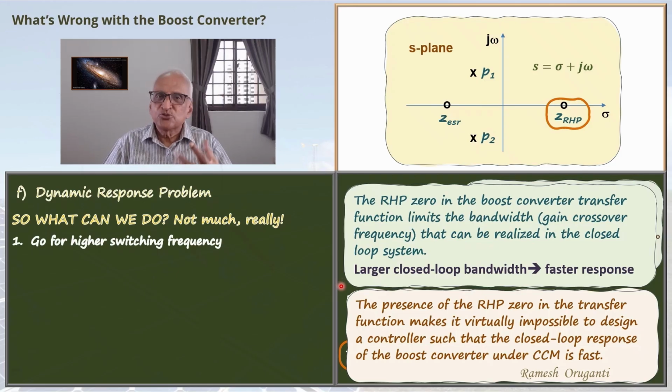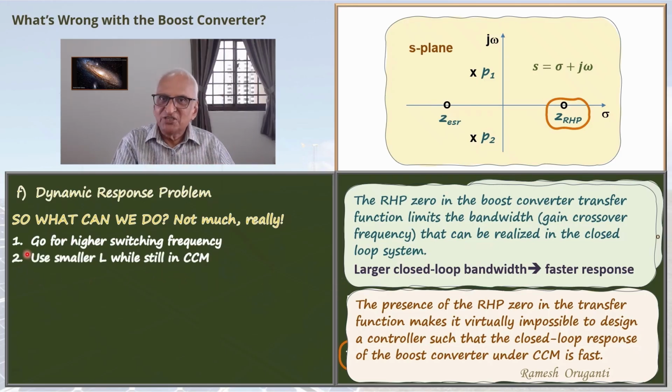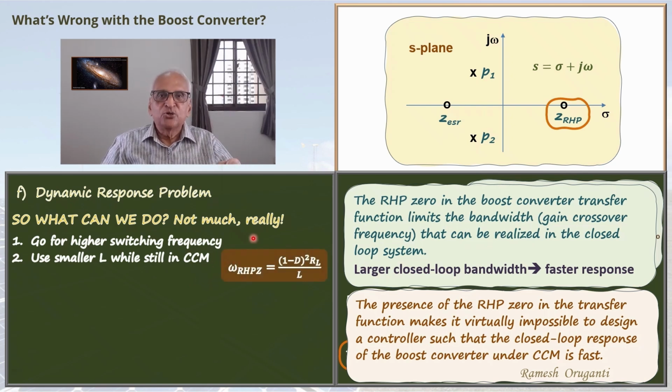Second is use smaller L, still operating within CCM. In other words, take the L closer to the CCM DCM boundary critical inductance value. If you reduce the L, you can see that the zero goes further away from the imaginary axis. That will allow you to design the controller for a greater bandwidth. The problem is, of course, the ripple current, the delta IL in the inductor will increase. The losses in the converter may go up.